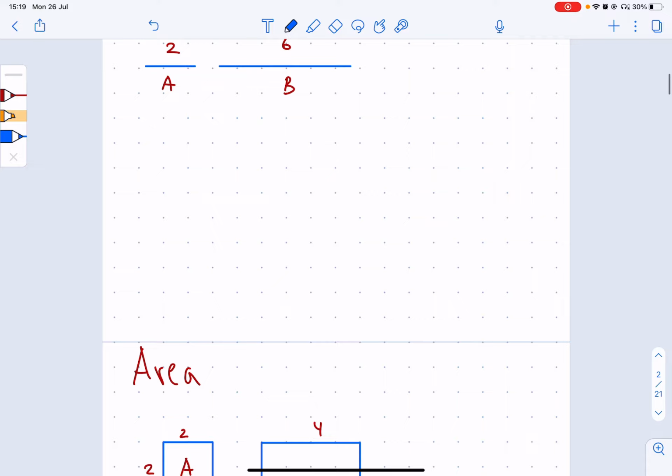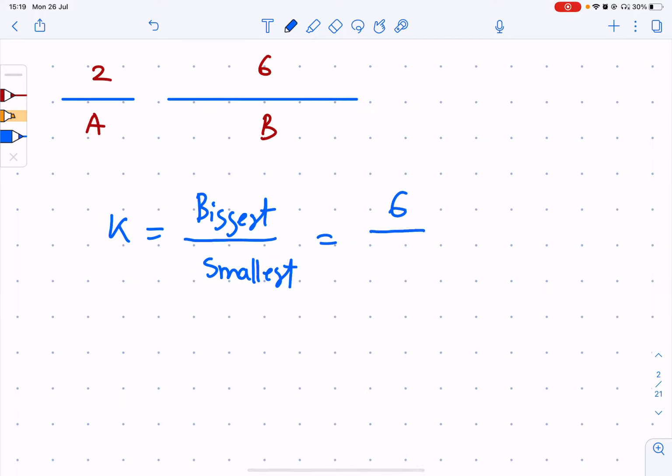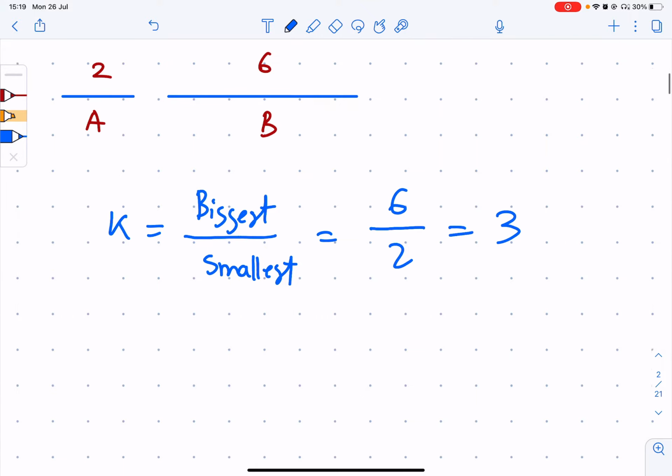So if we use another example, like the one that I got here, we have A and B again. If we wanted to compare what the scale factor is here, again, the scale factor is equal to the biggest measurement divided by the smaller one. In this case, our scale factor happens to be 6 over 2, which is equal to 3. So B is 3 times bigger than A, which makes sense in this case.